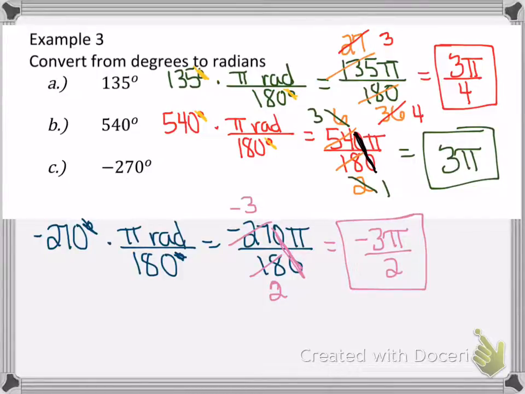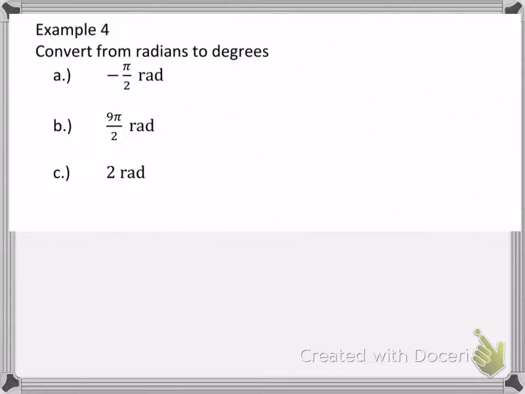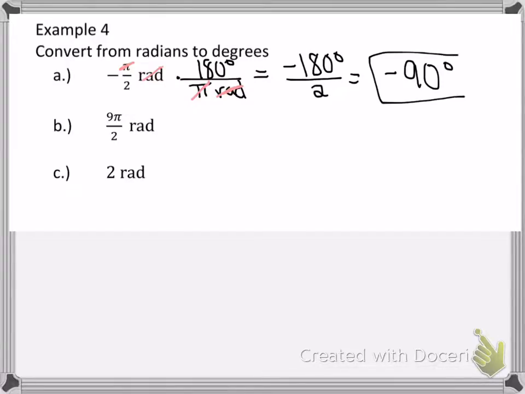Next, we'll do some starting in terms of radians and converting to degrees. We'll do these a little bit quicker. I have negative pi over 2 radians, so I'm going to multiply it by 180 degrees over pi radians. When I do that, the radians cancel as well as the pi's. So I end up getting negative 180 degrees over 2, and when I simplify that, I get negative 90 degrees.